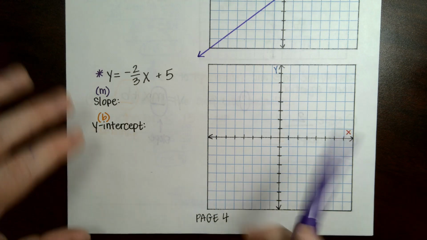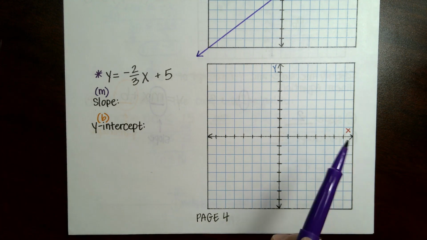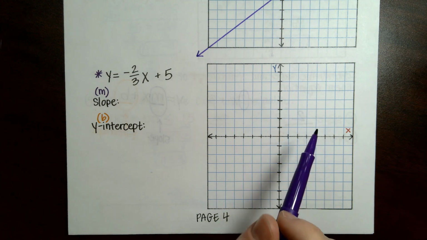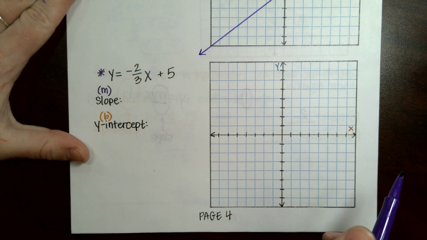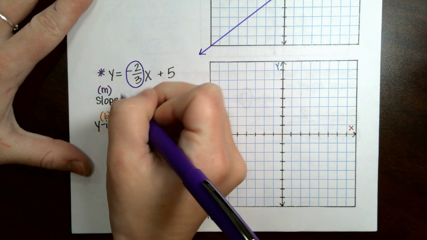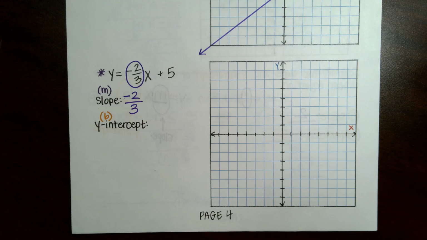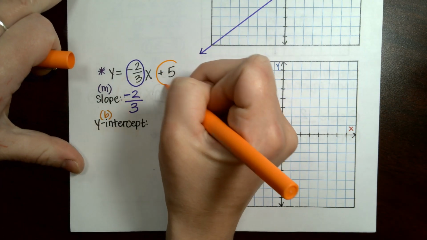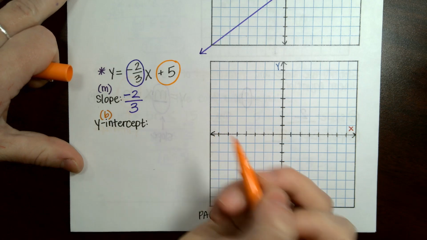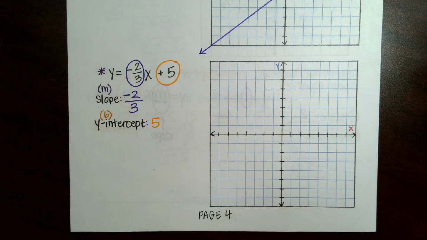Next problem. y = -2/3 x + 5. What is my slope? -2/3. Yes, -2/3. And what is my y-intercept? 5. I put +5 there. That's fine. It's 5. And what would my y-intercept be as a coordinate?